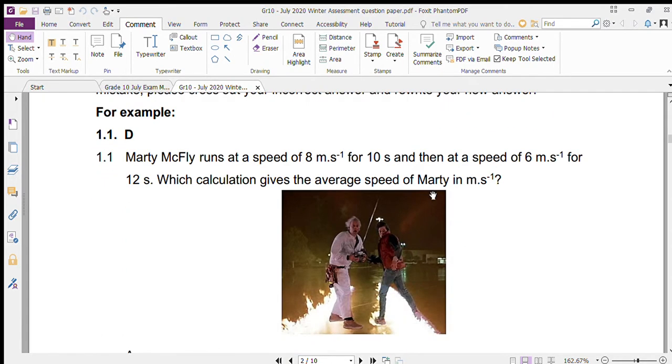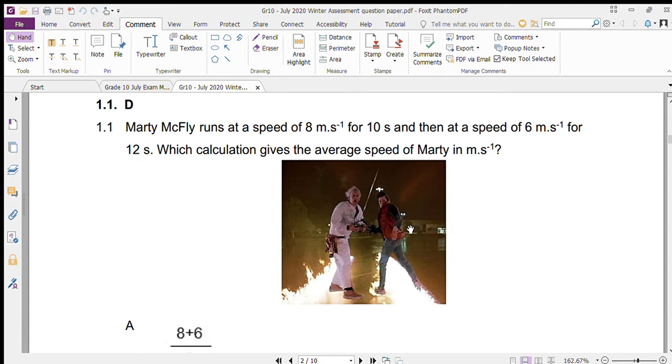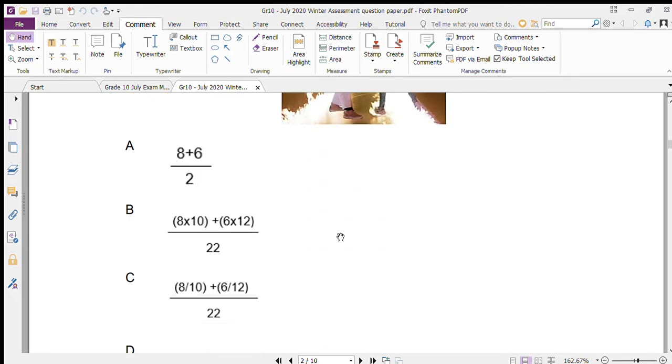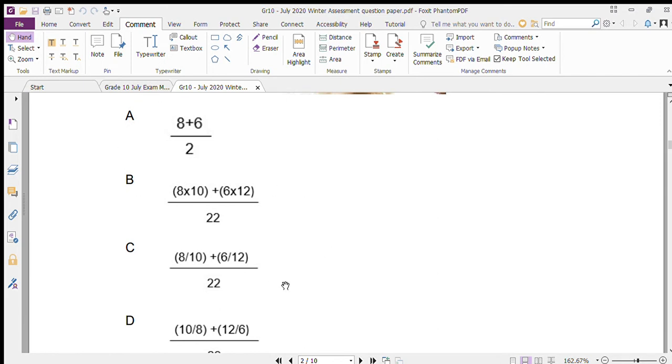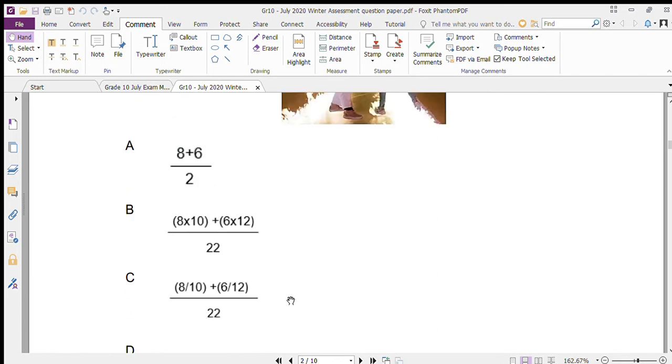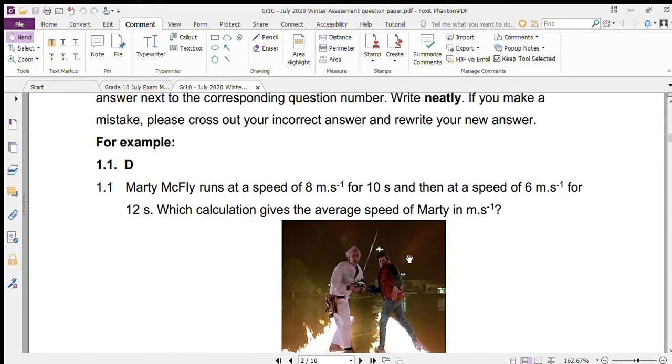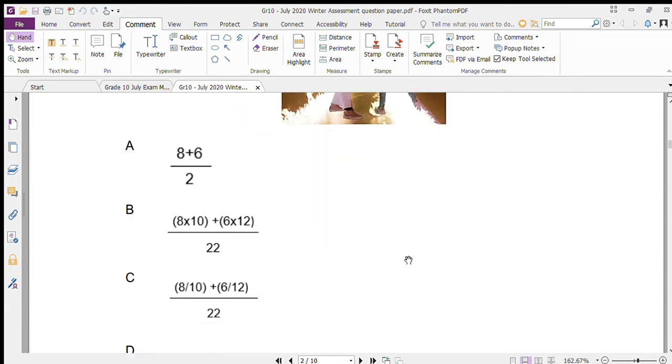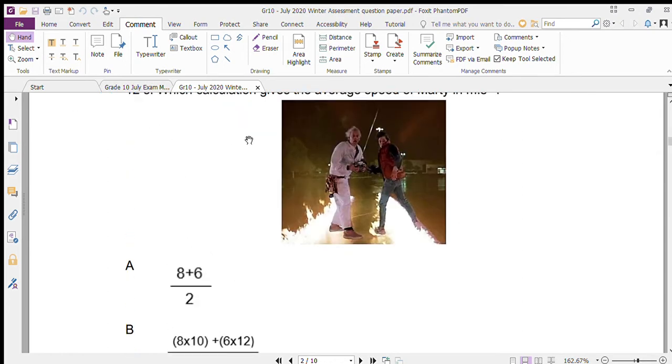Question 1, it's got to do with Marty McFly runs at a speed of 8 meters per second for 10 seconds and then a speed of 6 meters per second for 12 seconds. Which calculation gives the average speed? Now, the majority of the options that you were given were completely bogus. It had to do with either division of the meters and the meters per second and the time, or addition of 2 completely random variables.